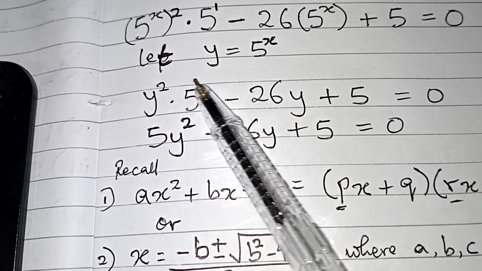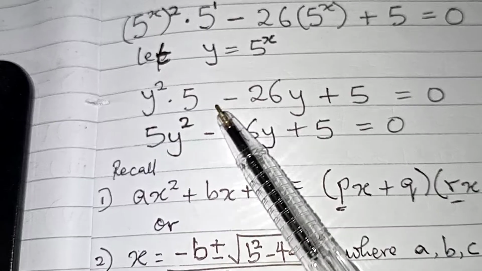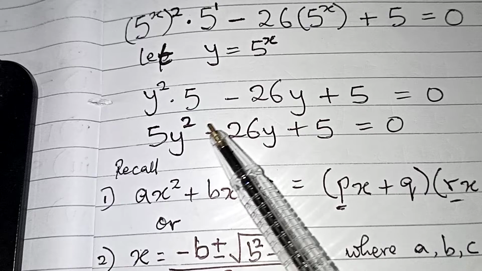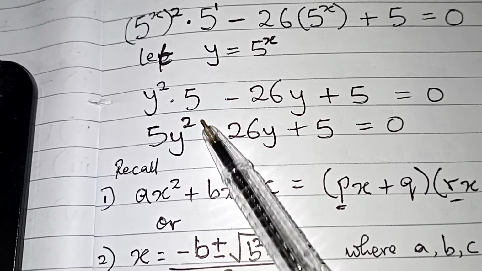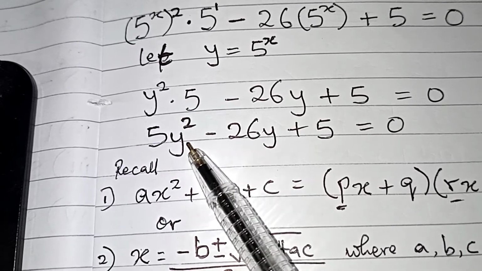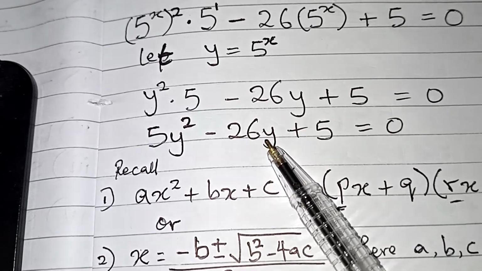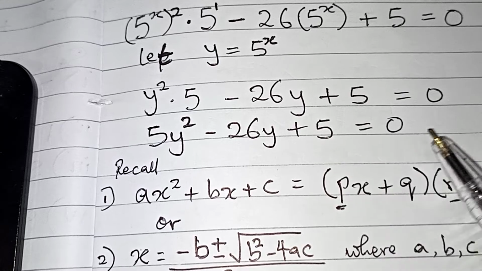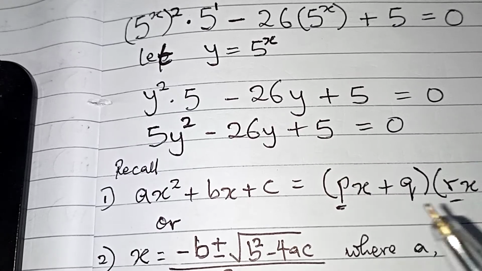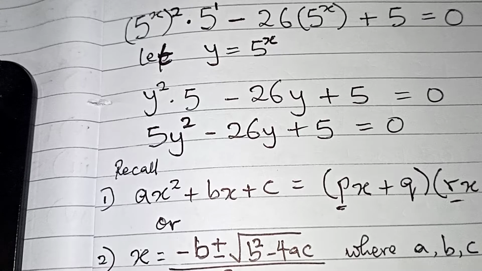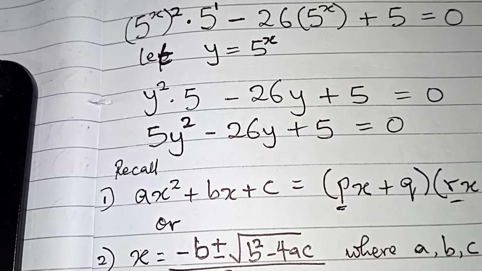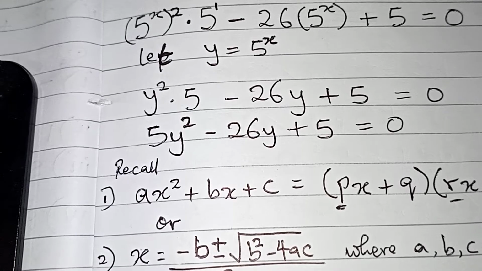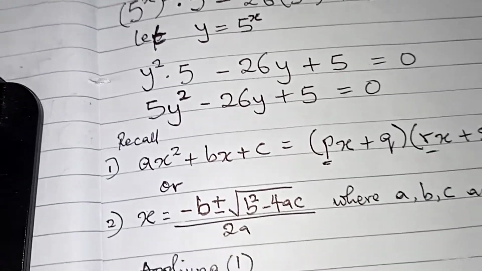So now, multiplication is associative. Whether you say y squared times 5 or 5y squared, same thing. But to make your expression cool, you can leave it as this, and we go ahead to say 5y squared minus 26y plus 5 equal to 0. So there are 2 ways you can actually solve this, and I gave the 2 expressions. You can use the formula method or the normal factorization for algebraic equations.